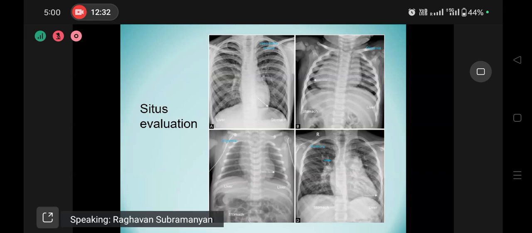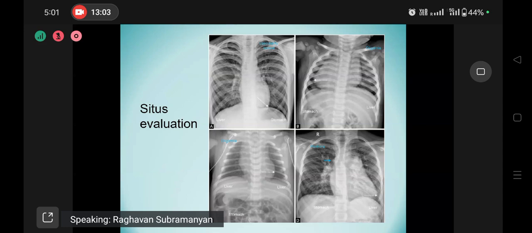Now, similarly, the fourth X-ray, the bottom right, my right bottom, the heart seems to be on the left side, clearly on the left side, but the stomach bubble is on the right side. So there is a discordance between the cardiac situs and the stomach situs. Now, whenever you have a discordance between the heart situs and the visceral situs, you have problems. It indicates almost always the underlying heart is abnormal, and usually it's a very complex heart disease.